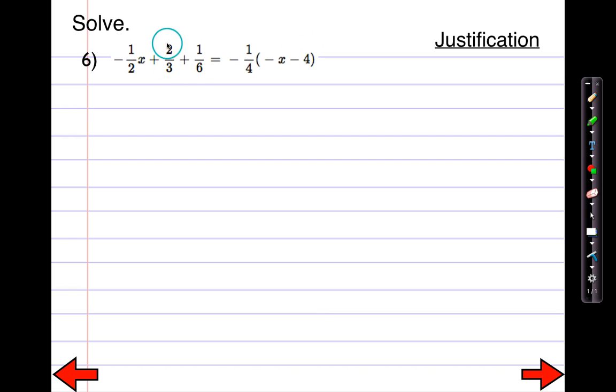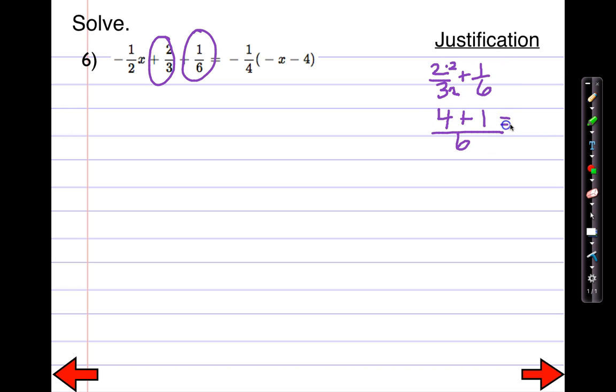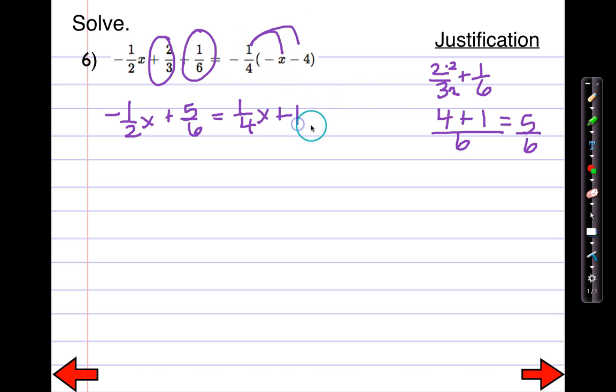Okay, so for number 6, the first thing I notice I can do is combine like terms. So I'm going to add 2/3 with 1/6. 6 is my lowest common multiple. We're going to multiply by 2 to change it to a denominator of 6. So it's 4. This one's going to stay the same, which leaves me with 5/6. So I have negative 1/2 x plus 5/6 equals, here I notice I can distribute, so I'm going to be left with 1/4 x. Distribute again, that's going to be plus 1.